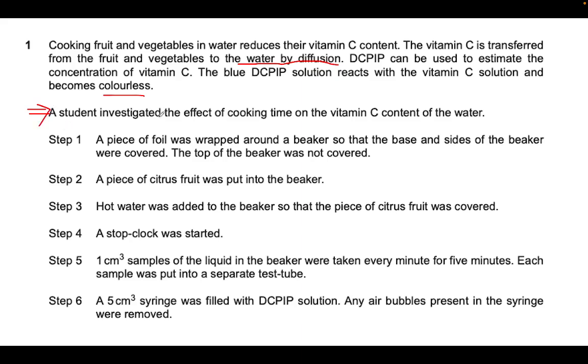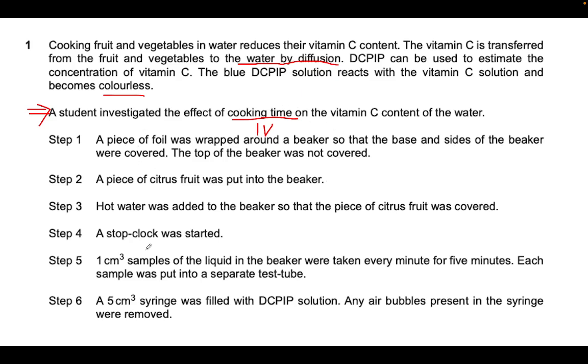A student investigated the effects of cooking time. The moment you see the word effect, the next part of it will be our independent variable, because it is exactly what we are changing. If we say the effects of cooking time, I see if I use a short time, what is going to be the vitamin C content? If I use a longer time, what's going to be the content of vitamin C? So we'll be changing the time, then we measure the other part that we talked about.